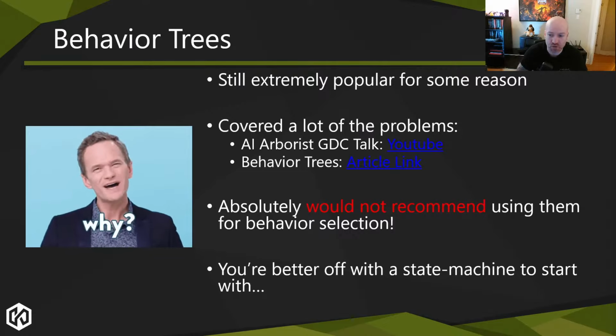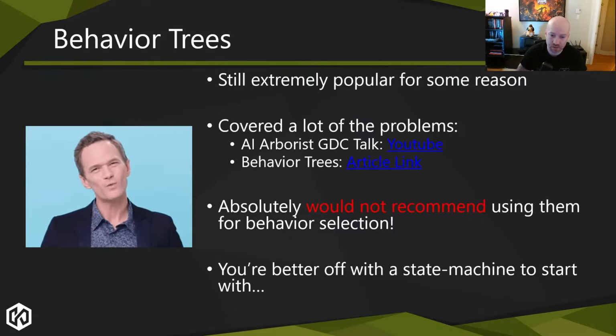I definitely would not recommend that you build your decision-making using a behavior tree. If you want to do your behaviors, like the actual sequencing of actions, with a behavior tree, by all means, I think they're good for that. I'm not going to tell you not to do that, but your actual selection mechanism, I would absolutely not suggest you do behavior trees. Probably you're better off just starting with a state machine and then figuring out from there.